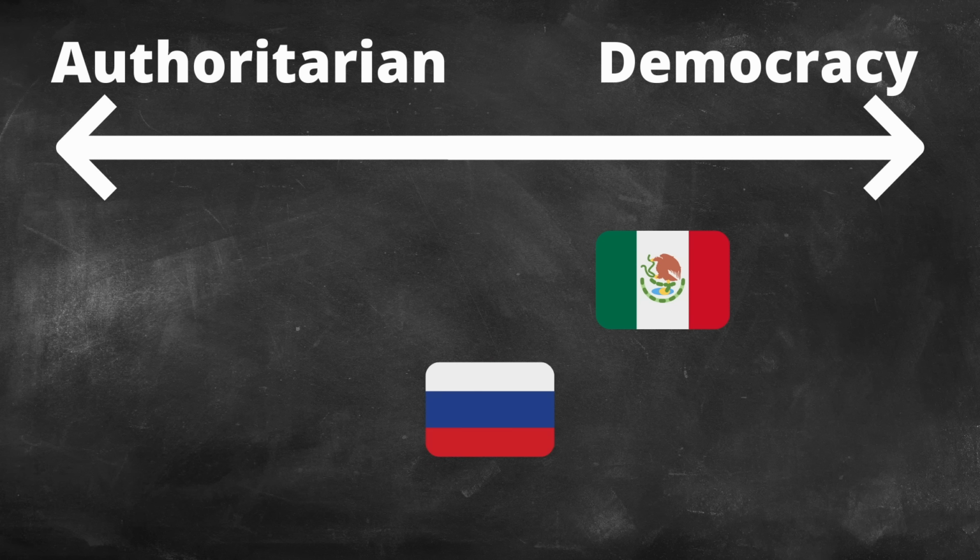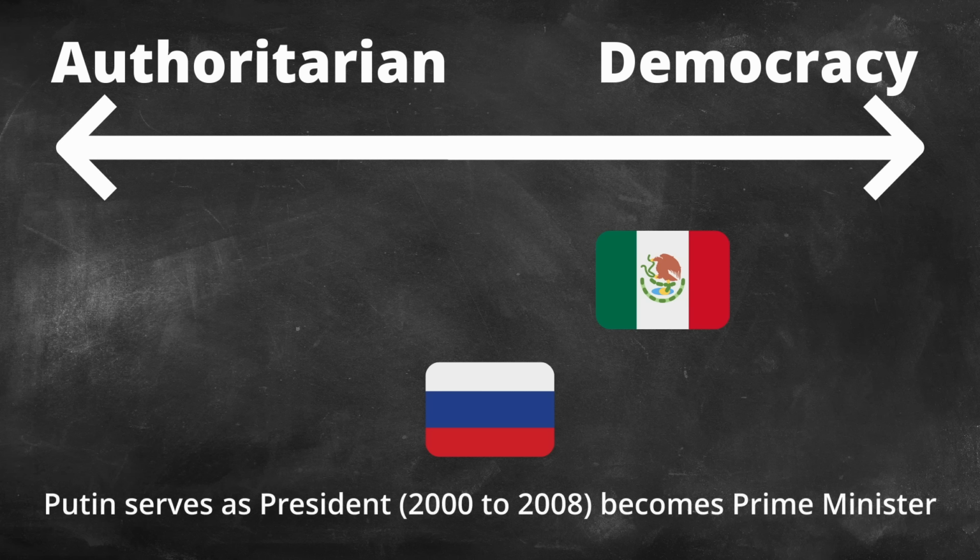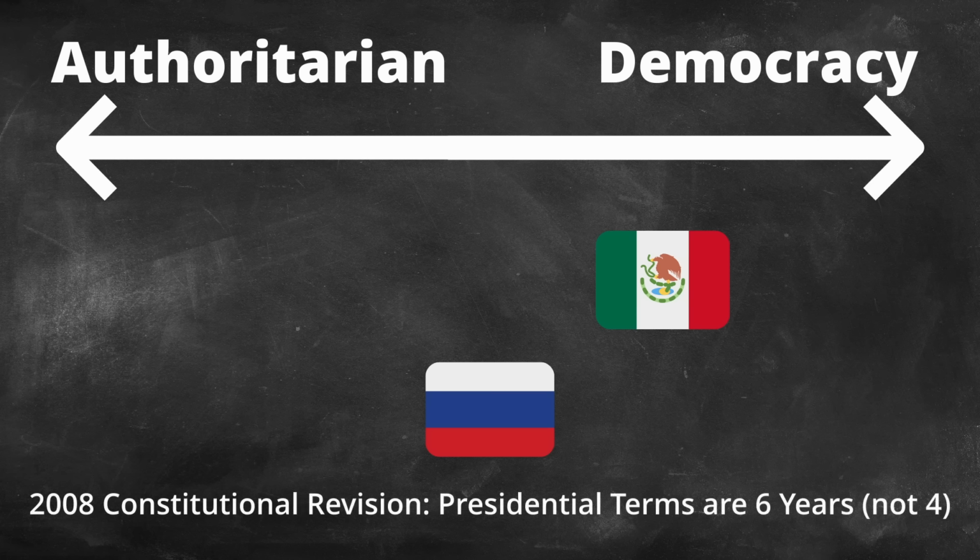The opposite can happen as well. In Russia, presidents have the right to serve 2 consecutive terms of 4 years. Putin, who served his 2 terms from 2000 to 2008, became prime minister in 2008, thus defeating the purpose of this restriction. In addition, the Russian government made constitutional revisions in 2008 to extend the 4-year term to 6 years.